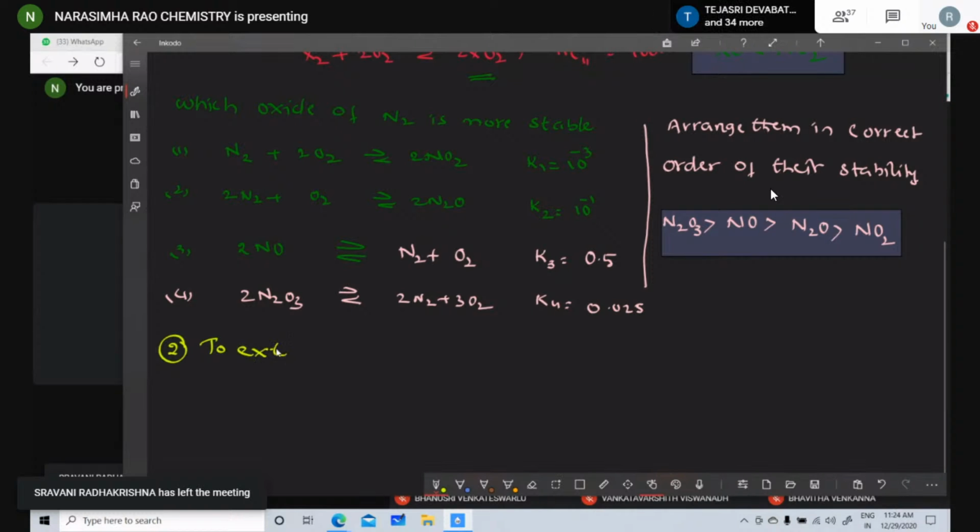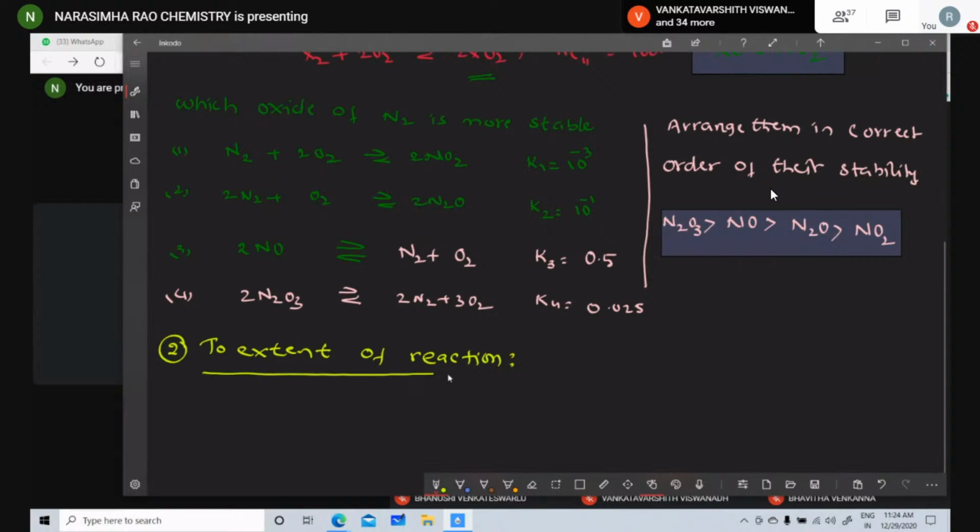Extent of reaction. Some points I am telling you, children, reminder. Equilibrium may be established immediately at the starting of the reaction. Equilibrium may also be established at the end of the reaction. Next, equilibrium may be established in the middle of the reaction.